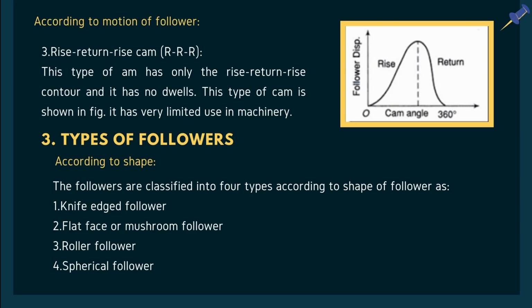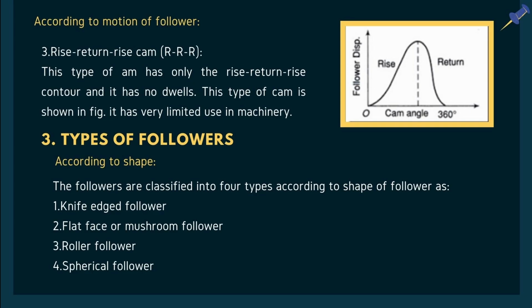The follower is that type of member which converts rotary motion of the cam into reciprocating or oscillating motion. That is, when cam rotates, follower will move in up and down direction. So this cam and follower mechanism can be used in many applications like inlet and exhaust valve of IC engine. Similarly, this mechanism is also used in paper cutting machines and also in lathe machine.